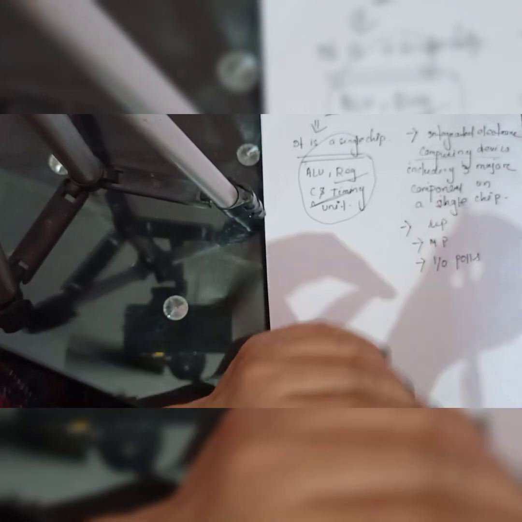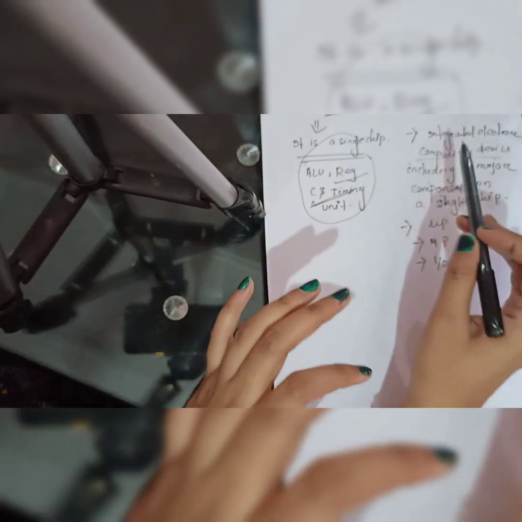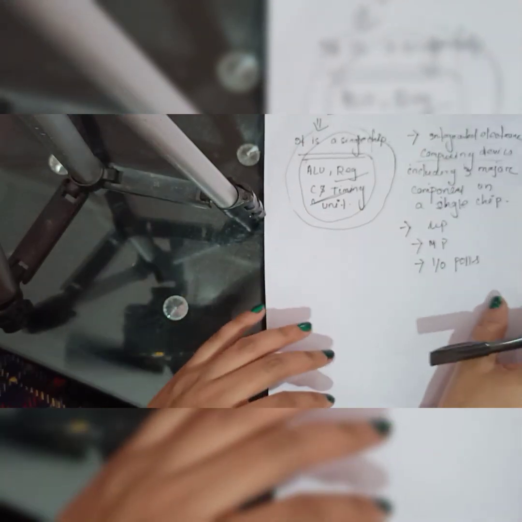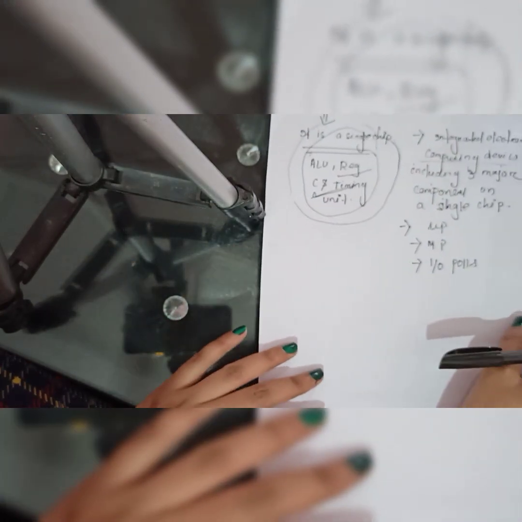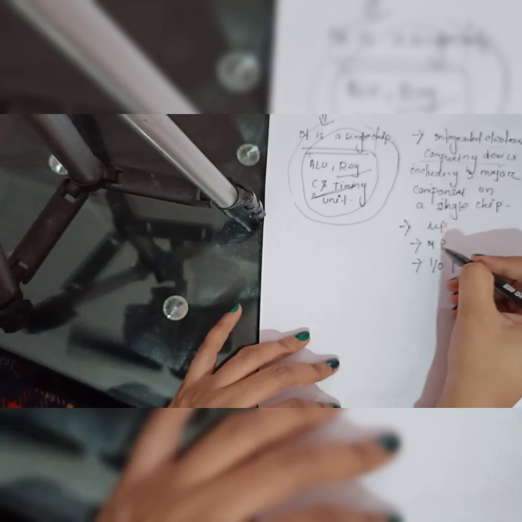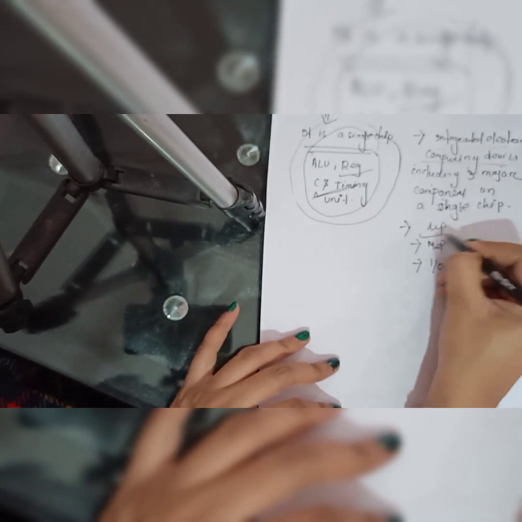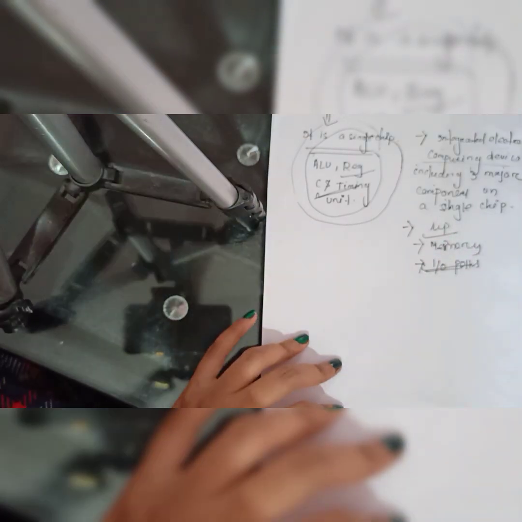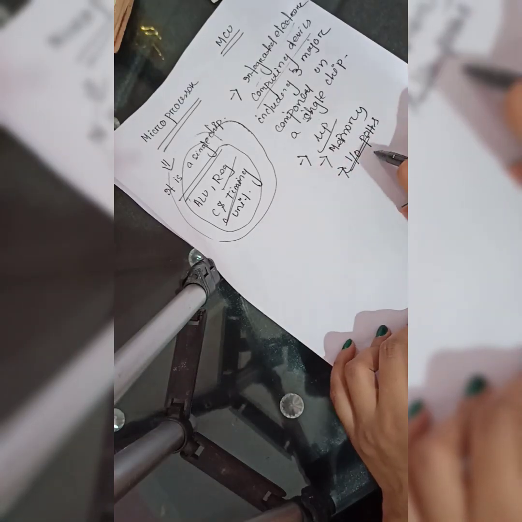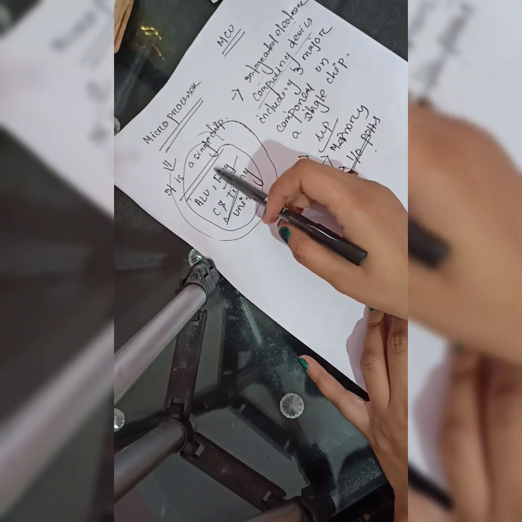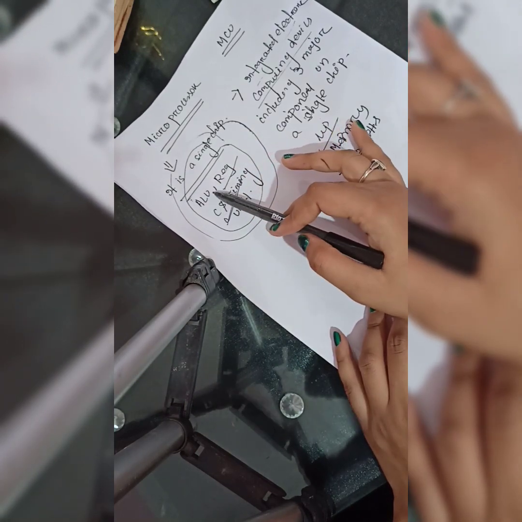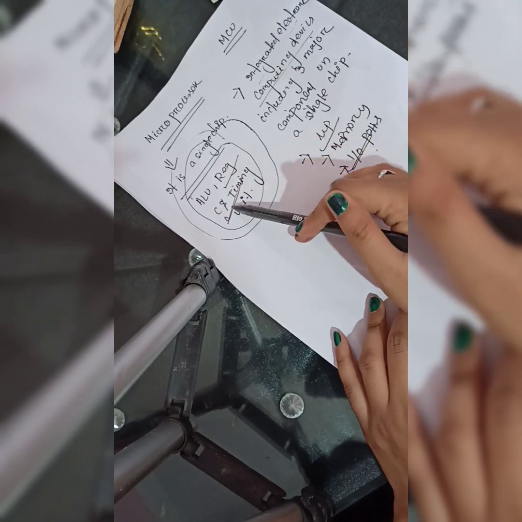Clear? As I have already told you, your microcontroller consists of the complete microprocessor, your memory, and your input output ports. Clear? And your microprocessor is a single chip. It consists of the arithmetic logic unit, registers, and the timing and control unit.